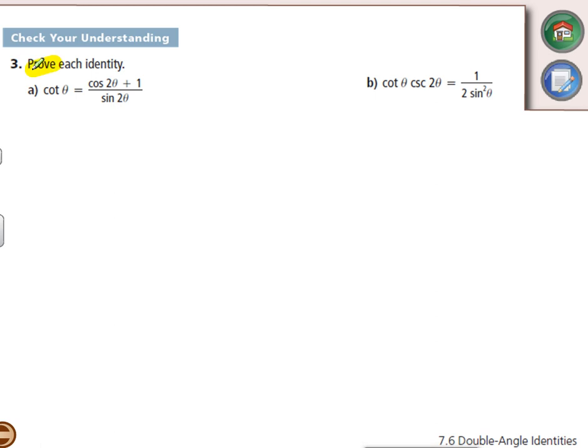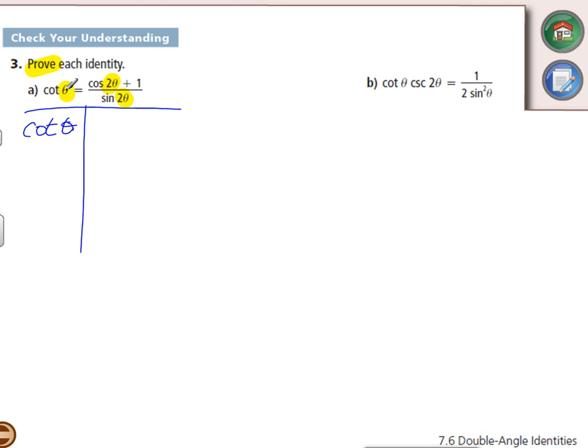Everyone's favorite, prove it. Prove that that's true. Okay, we'll go left side, right side. Left side, I got cotangent theta. That looks like I'm probably not going to have to touch that. Let's work right side right now. The left side had no 2 theta. The right side has 2 thetas. Let's use our formulas to change the 2 thetas out. Let's swap them out here now.